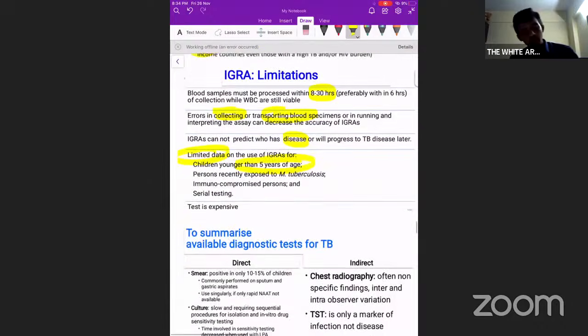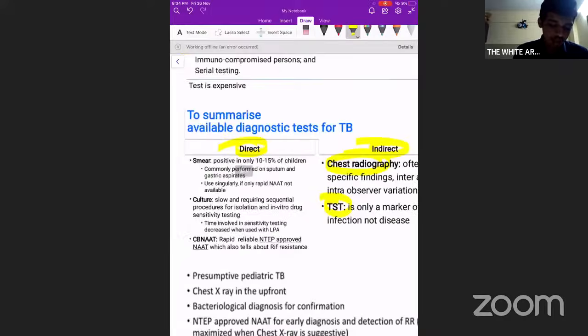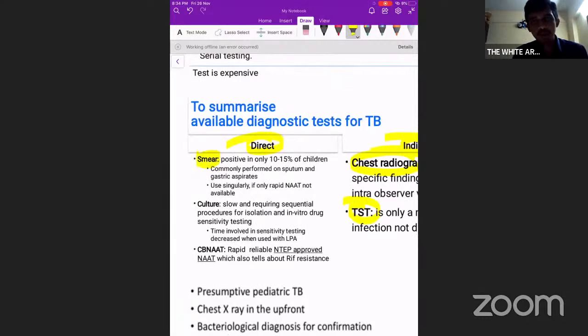Fine. So to summarize all these diagnostic tests, there is direct evidence and indirect evidence. Indirect evidence is from chest radiography and tuberculin skin test. Direct evidence can be from smear, but the problem with smear is the yield is poor. Only 10 to 15% of them come positive. Next is culture. We don't routinely send it because again, yield is poor. Second, it takes a very long time. So the best available method at present is CBNAT. We can get the result within 2 to 4 hours. Okay, fine. And that has to be performed in an NTEP approved lab.